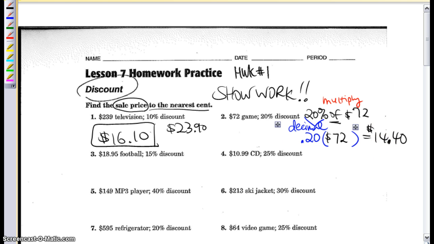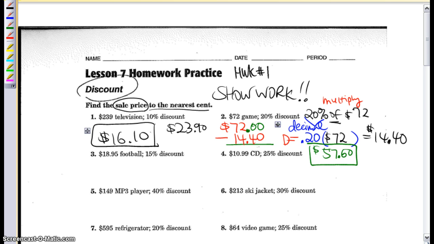So then my new sale price, which I have to take the original minus the discounted price. So this is my discounted price. My original was $72. I'm going to subtract $14.40. It is definitely important that I line up my decimals with dollars and cents. So here for the $72, I need to add a decimal and 2 zeros for the 0 cents in $72. Then when I subtract, my final answer will be $57.60 is the price that I need to pay on this game.